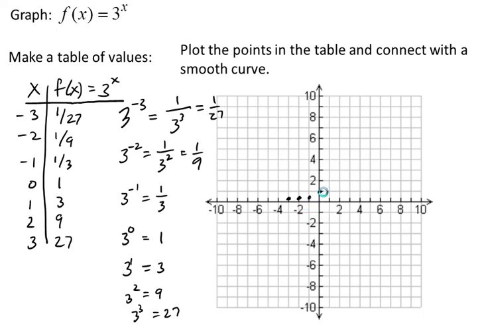And 0, 1, 1, 3, 2, 9, and then 3, 27 would be way up there off of our grid. And so that's really indicating how steep this graph is getting there toward the right. And so as I go to connect these with a curve, over here on the left, the graph is going to keep getting closer and closer to, but never cross or even touch the x-axis. Well, we have a horizontal asymptote there at the x-axis.